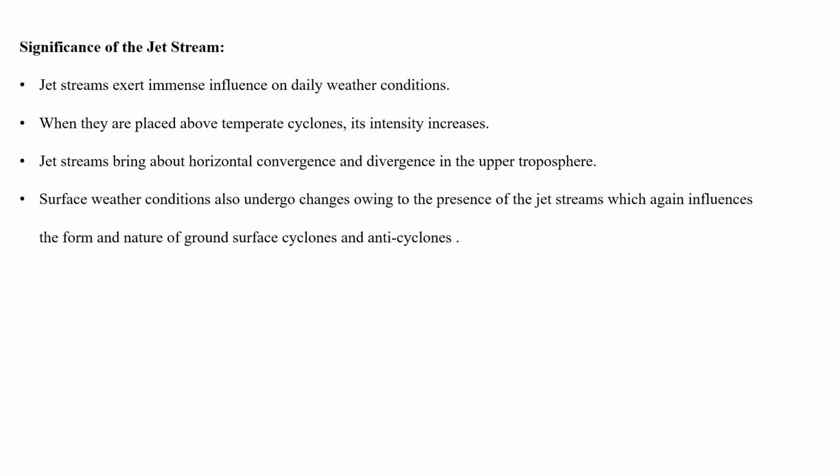So coming to the last point, what is the significance of jet streams? Jet streams exert immense influence on daily weather conditions. When they are placed above temperate cyclones, its intensity increases. Jet streams bring about horizontal convergence and divergence in the upper troposphere. Surface weather conditions also undergo changes owing to the presence of jet streams, which again influences the form and nature of ground surface cyclones and anticyclones. So this is in nutshell about jet streams.